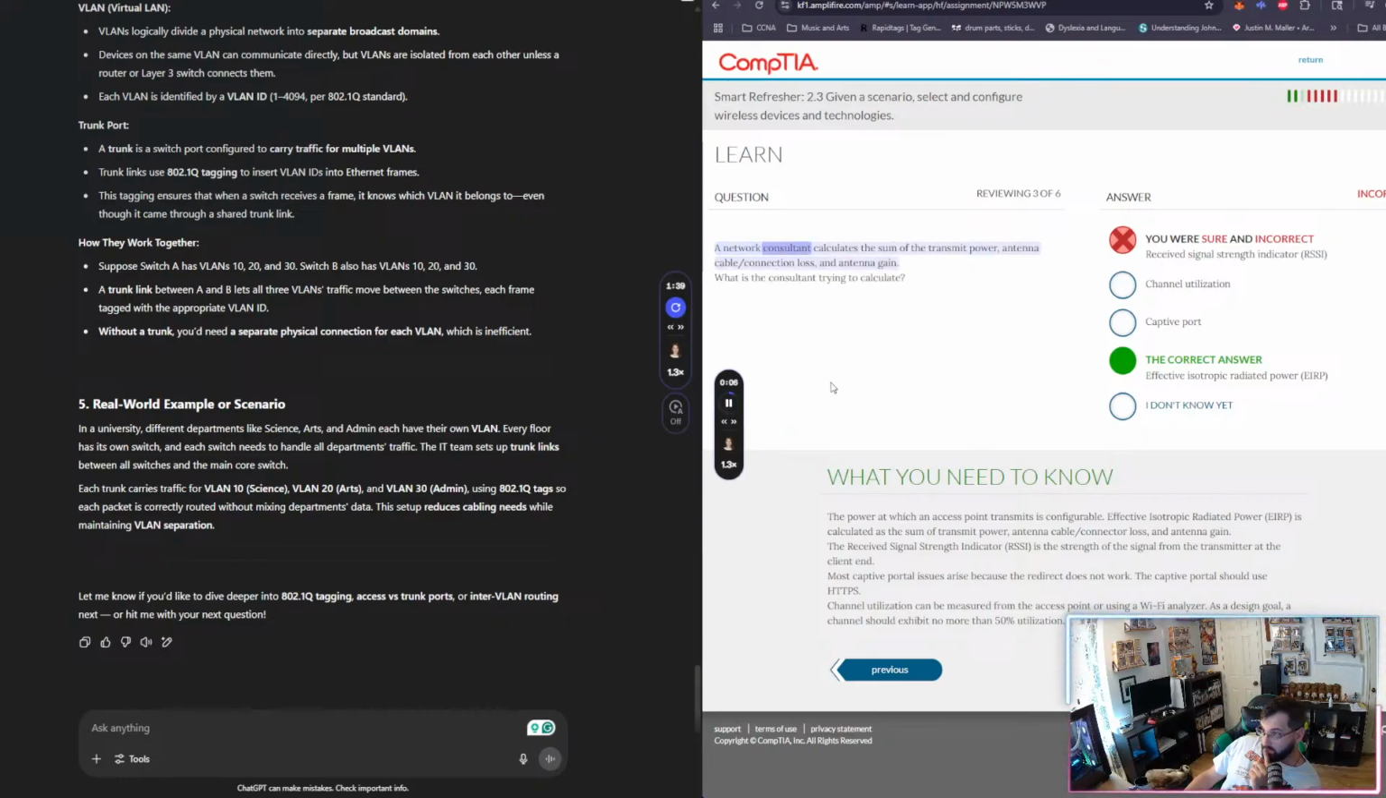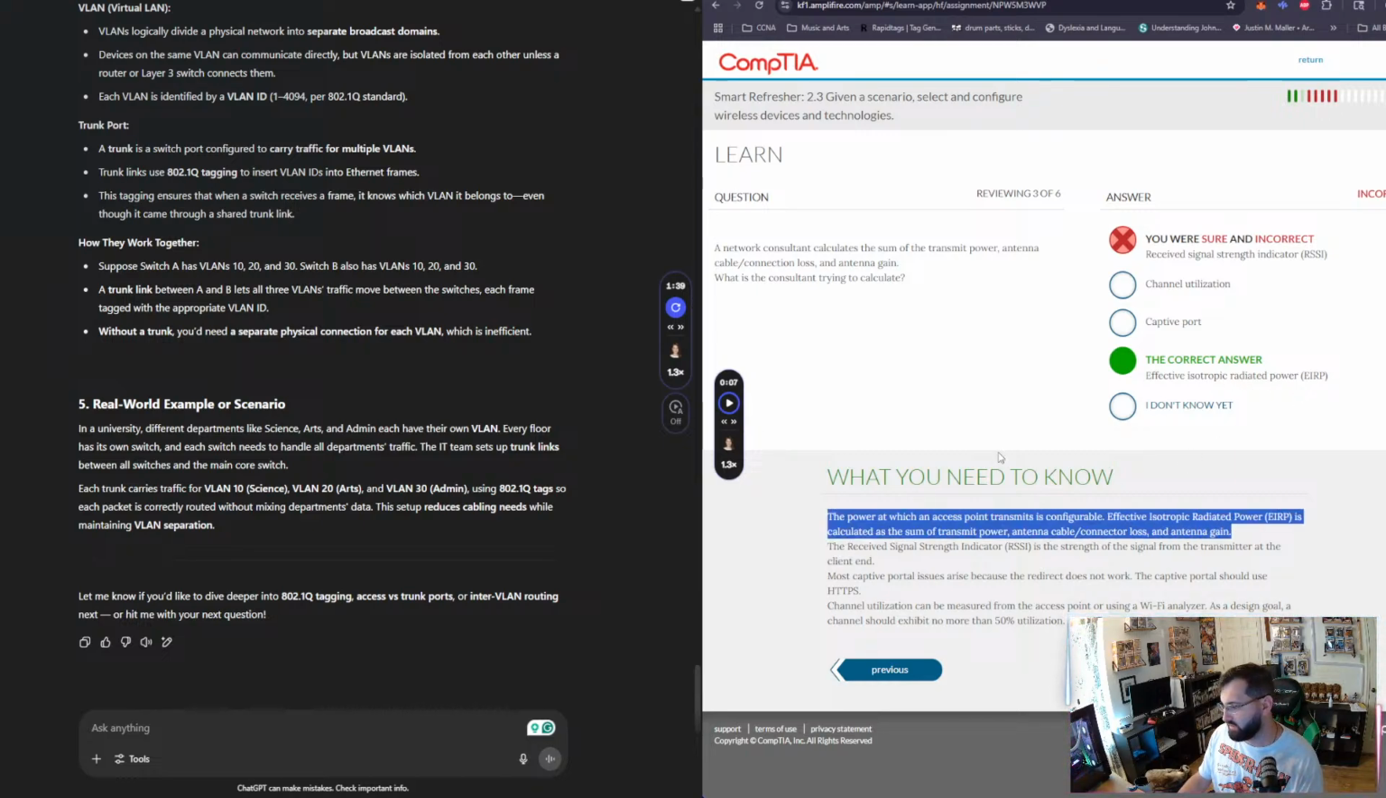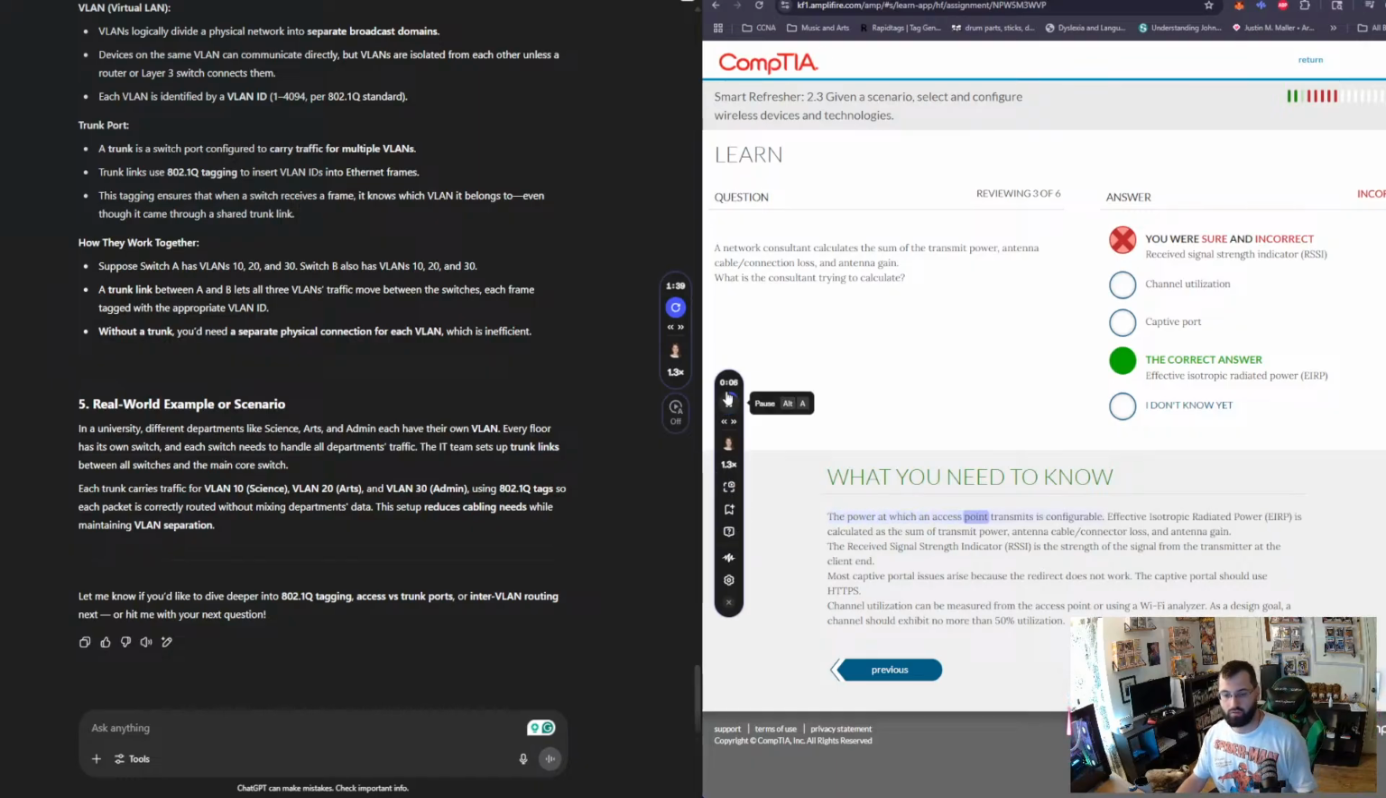A network consultant calculates the sum of the transmit power, antenna cable connection loss, and antenna gain. What is the consultant trying to calculate? The effective isotropic radiated power. We just talked about that. The power at which an access point transmits is configurable. Effective isotropic radiated power, EIRP, is calculated as the sum of transmit power, antenna cable connector loss, and antenna gain.